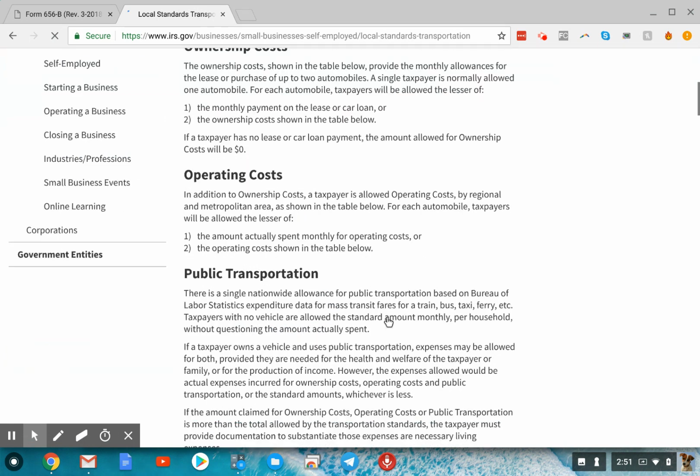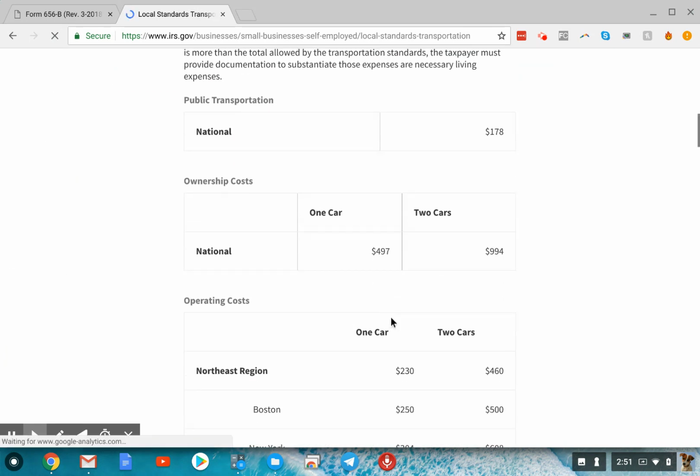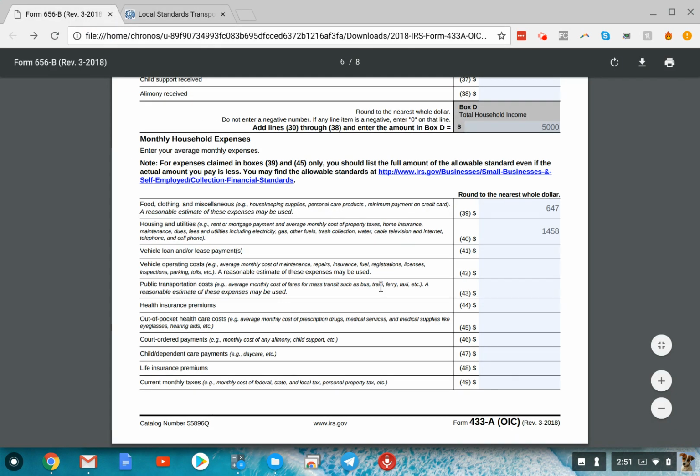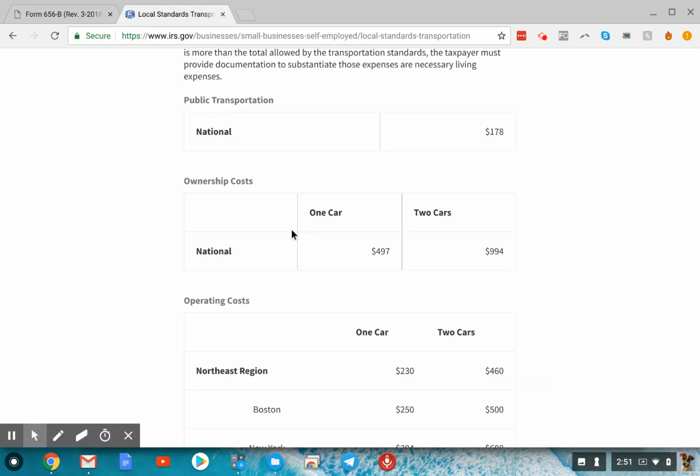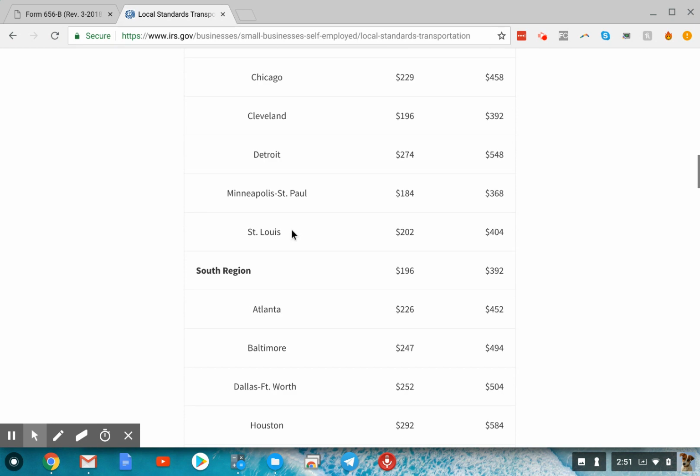Transportation standards. So you get $497 for the ownership cost. That's the only amount of credit they have to give you. But if your car costs less, they want you to put less. Now, operating costs. This is where you can add some expenses.